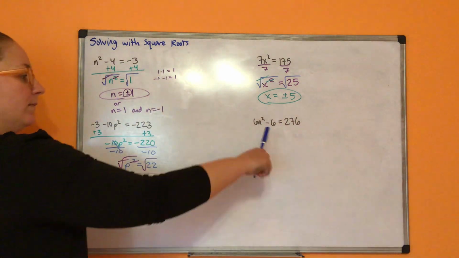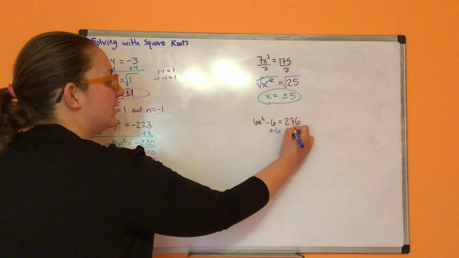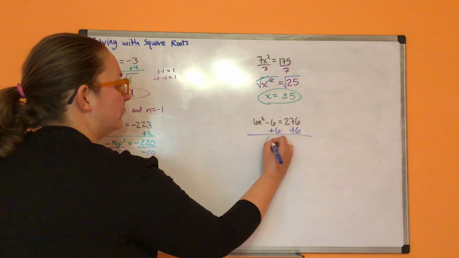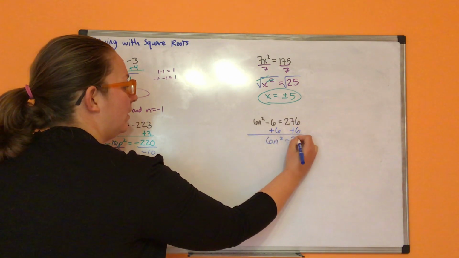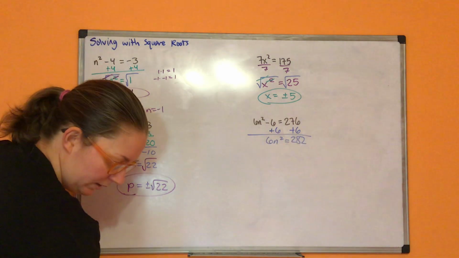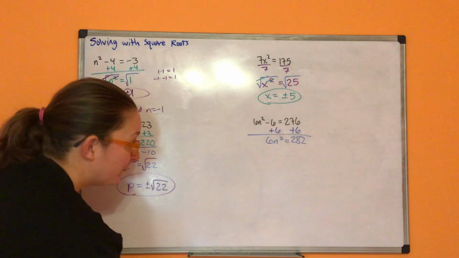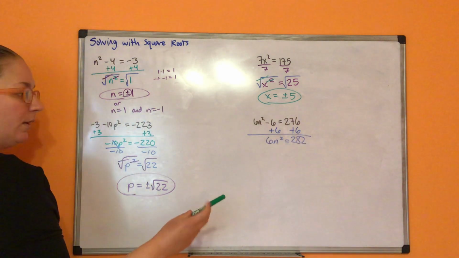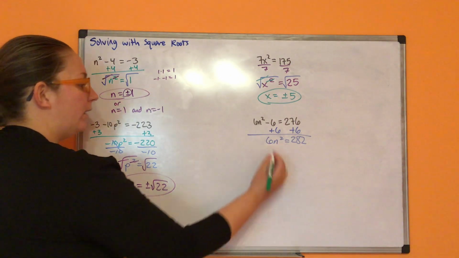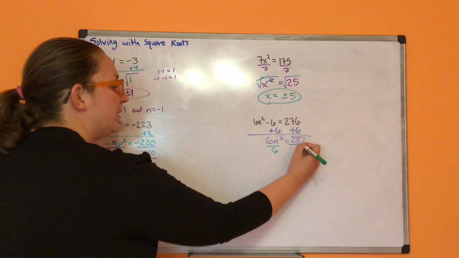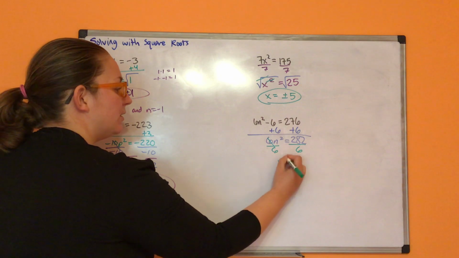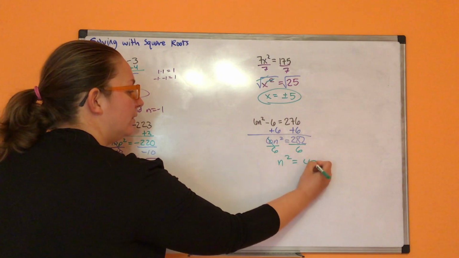Last one. Undo minus 6 by adding 6. And I get 282 when I do my addition here. As always, you're welcome to use a calculator to help you out with stuff. You don't have to do this all in your head. Divide by 6 to undo the 6 in front of n squared. When I do that, I get 47.